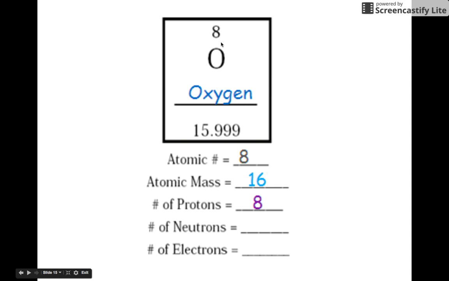So oxygen. We have atomic number of 8, atomic mass of 16 because it's 15.999. 9 is higher than 5, so we round it up to 16. So that's the atomic mass. The number of protons is going to be 8. The number of neutrons is going to be the atomic mass minus the protons, which is also 8. And the number of electrons matches the number of protons, which is 8.